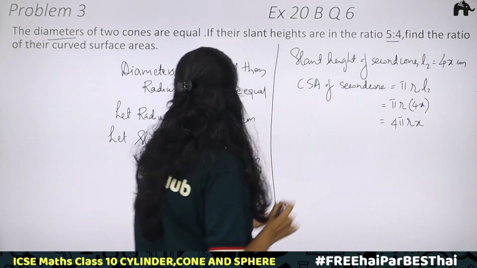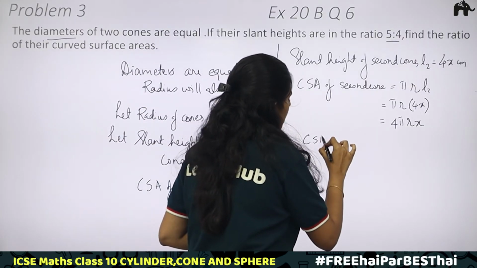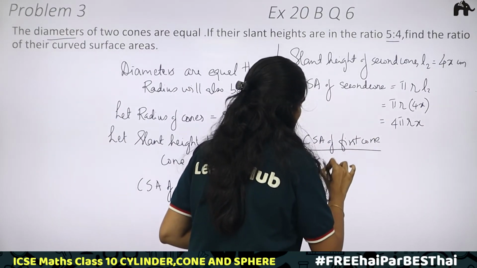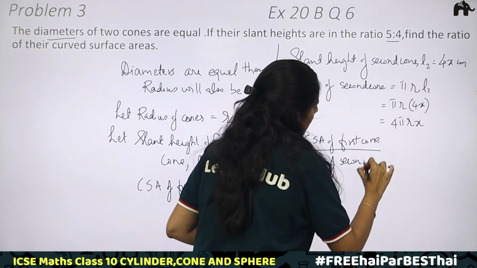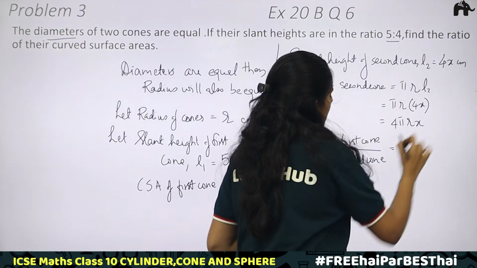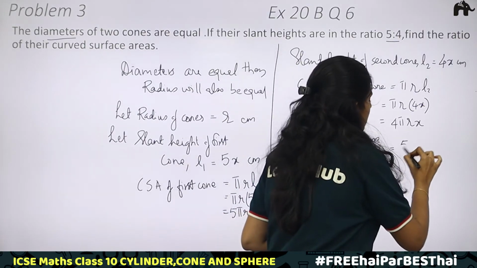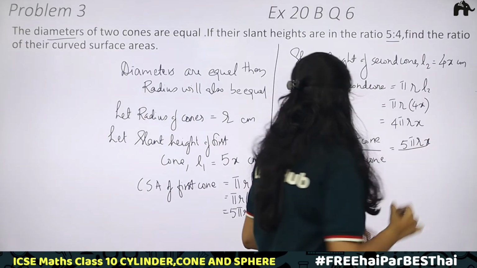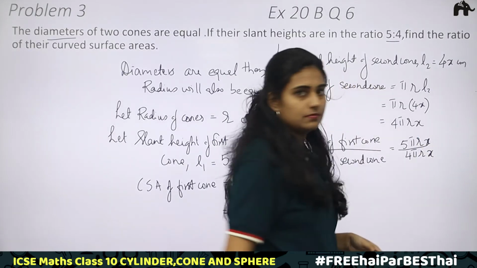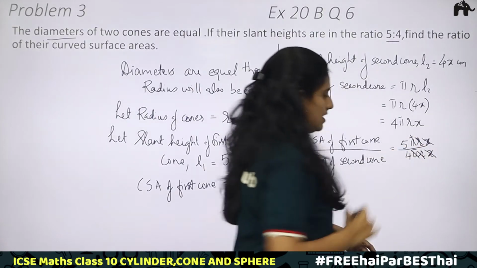Okay. Then we need to find the ratio of their curved surface areas. CSA of first cone divided by CSA of second cone. This is how we will be taking the ratio. Here we have the CSA of first cone 5 pi r x, and the CSA of second cone is 4 pi r x. Okay. Pi cancelled, r and r cancel, x and x cancel. What is remaining?